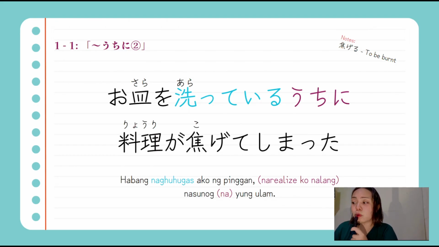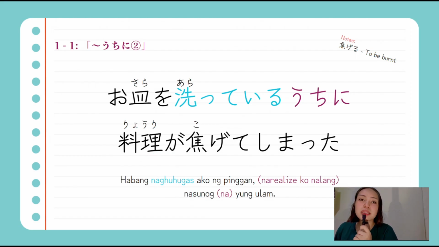So, luto, we say ryori. And masunog, minasan, we have the verb kogeru. Nandito yan. To, kogeru. To be burned, masunog. This is intransitive verb, so may ga tayo dito. Okay? Ryori ga kogete shimatta.